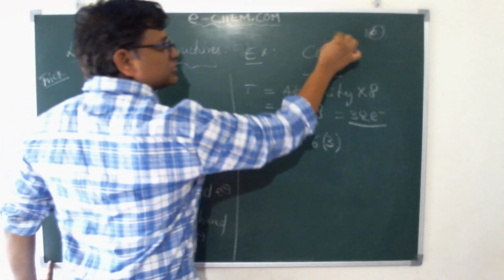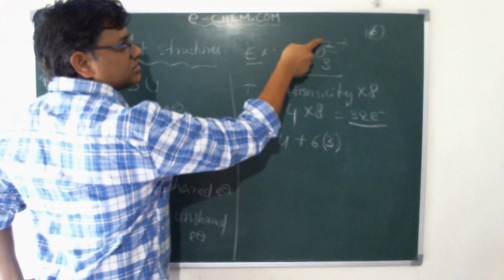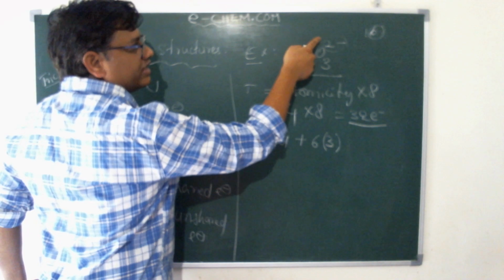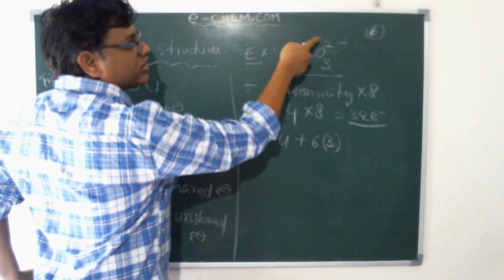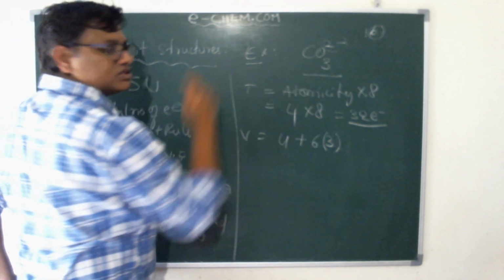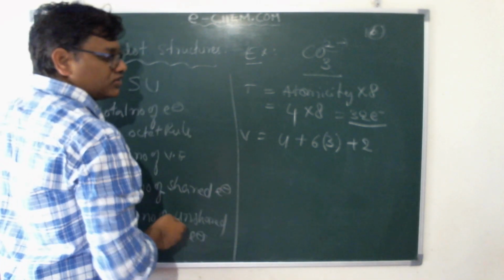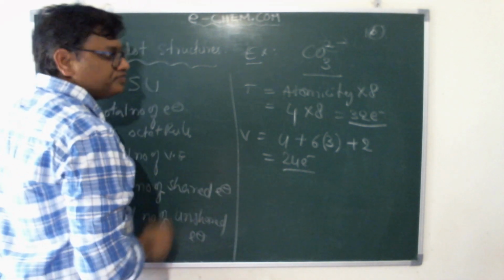Now if the charge is there, if it is an anion, then that magnitude you have to add. If a positive charge is given, you need to subtract. So here there is a negative charge on the carbonate ion, the magnitude is 2, so we need to add 2. So the total number of valence electrons we got is 24.